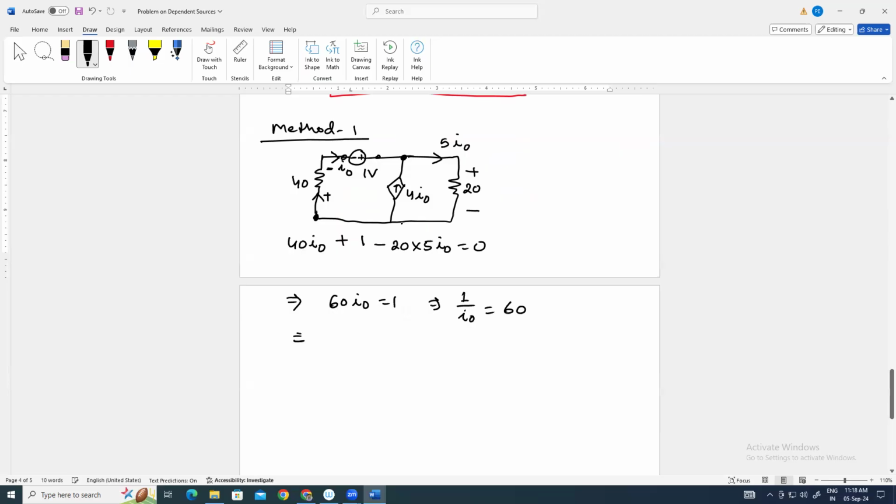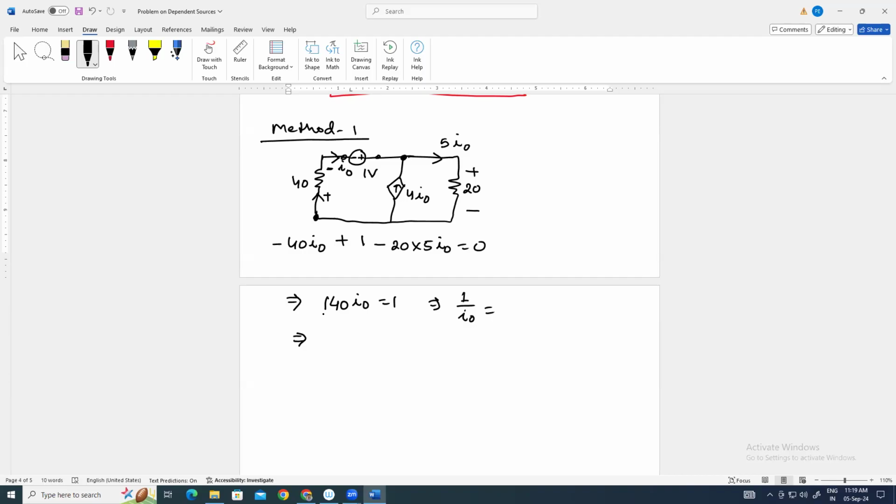Will that be 40 I naught or minus 40 I naught? If we apply KVL, yes, sorry, yes sir, there it will be minus, going from here it will be minus, sorry. Minus 40 I naught plus 1 minus 20 into 5 I naught, that is equal to 0. So this will be 140 I naught. The change will be here also. Now it is fine.